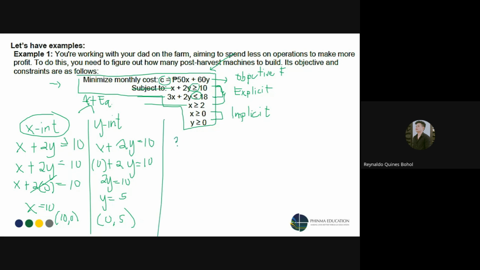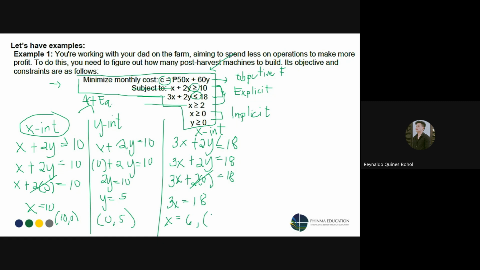Next is the second equation, 3x plus 2y less than or equal to 18. Gagawin na natin siyang equal. 3x plus 2y equals 18. So, x-intercept ang aking hahanapin. So, magiging 3x plus 2 times 0 equals 18. Cancel na yan. So, 3x is equal to 18. Then, divide natin sa 3. So, x is equal to 6. So, magiging 6, 0.